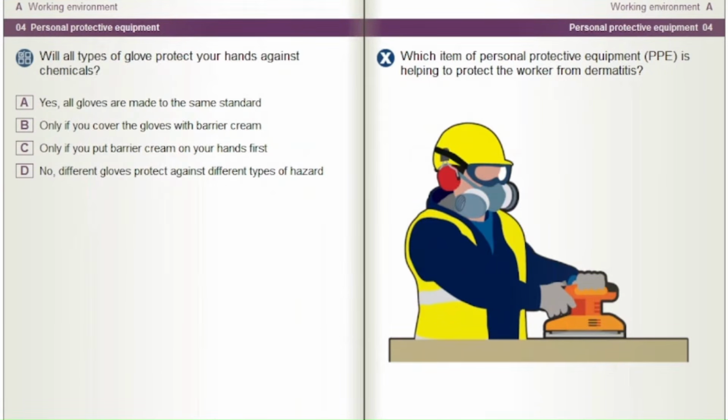Will all types of glove protect your hands against chemicals? Yes, all gloves are made to the same standard. Only if you cover the gloves with barrier cream. Only if you put barrier cream on your hands first. No, different gloves protect against different types of hazard.